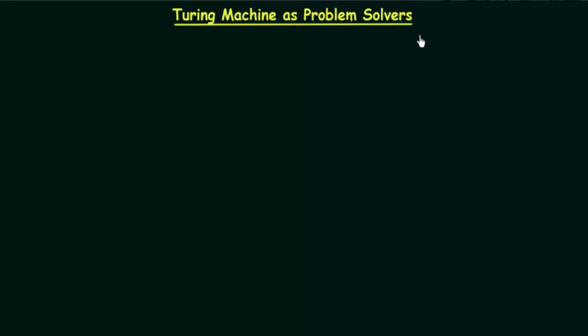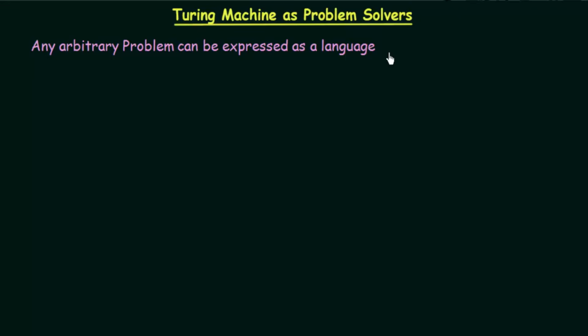Till now, we have been using Turing machines to decide or recognize certain languages. That was what we were mainly doing with the Turing machines that we have designed so far. Now we will see how we can use these Turing machines as problem solvers. In order to do that, the first thing we need to know is that any arbitrary problem can be expressed as a language.